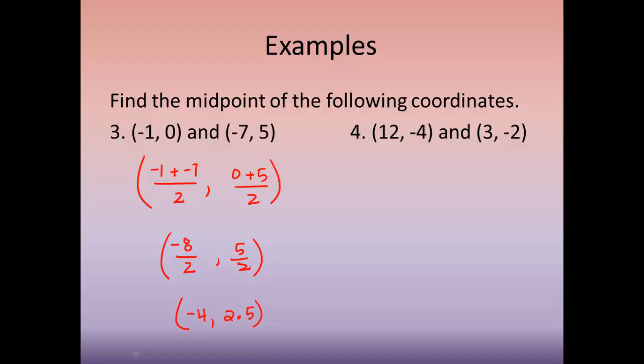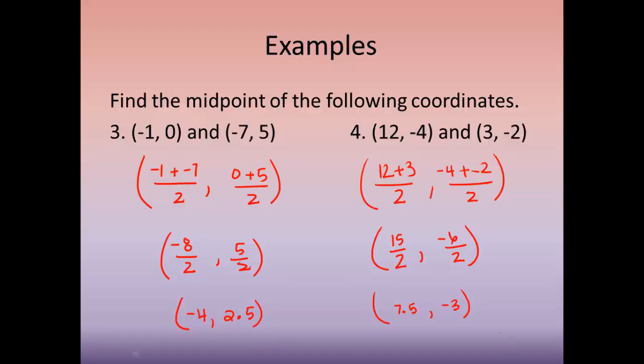All right, go ahead and pause and then try number 4, and when you're done, check back. Okay, so again, we had a decimal because we had an odd number being divided by 2. And then be careful with the negatives on the y values. -4 plus -2 makes -6. And so you get a -3 for the y value. Great job.